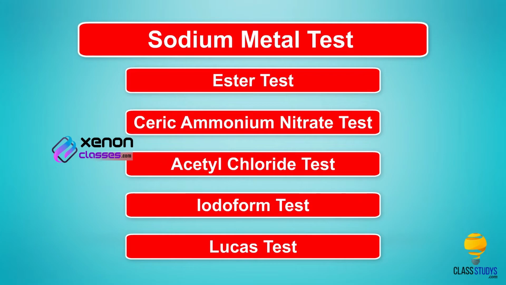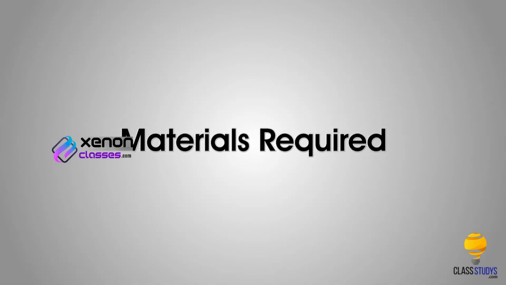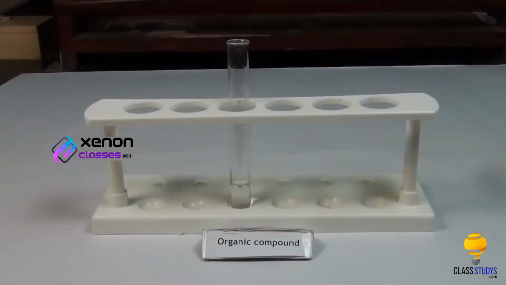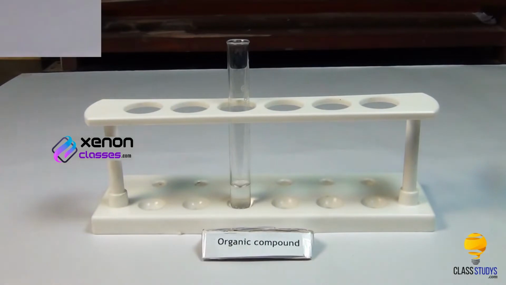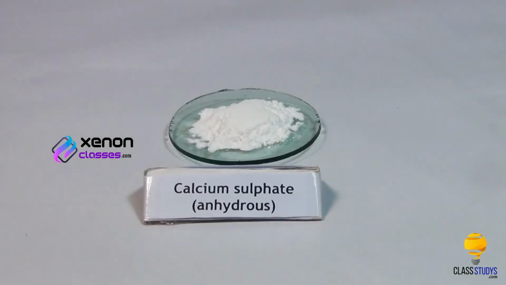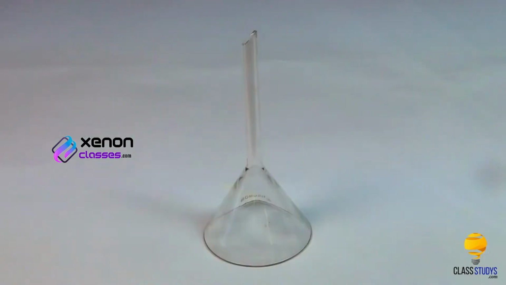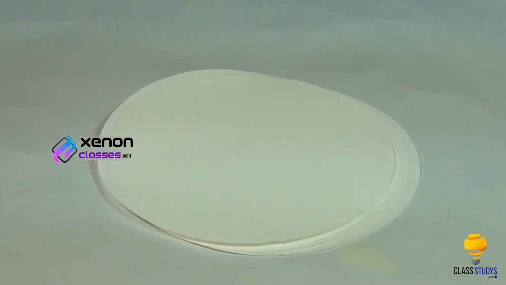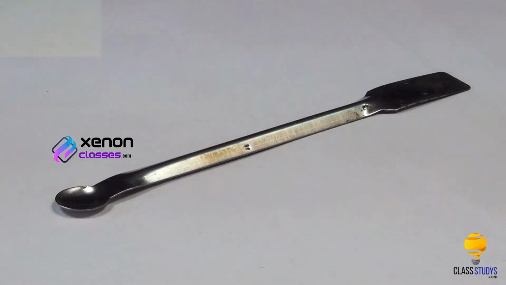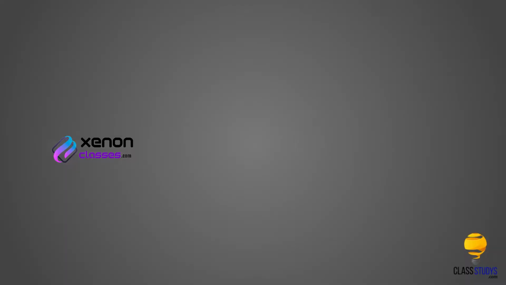Sodium metal test. Materials required: organic compound, anhydrous calcium sulfate, sodium metal, test tubes, funnel, filter papers, spatula and forceps.